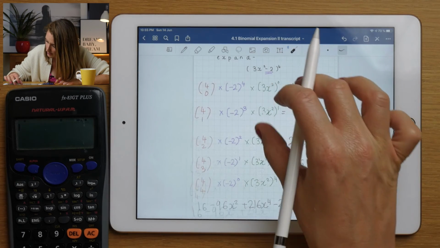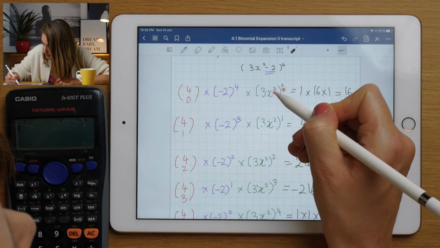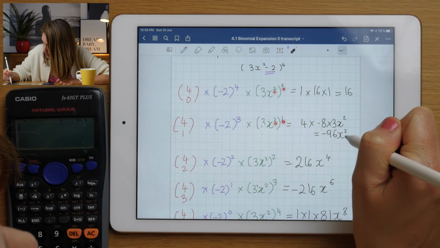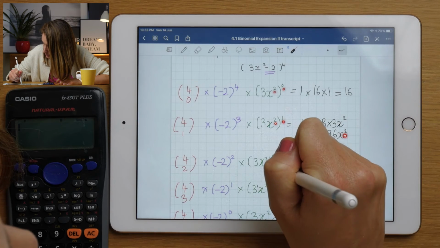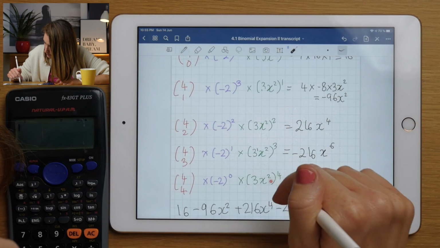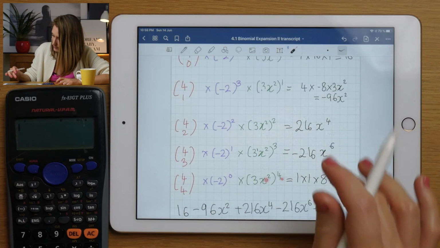So you guys got to think that if you've got a power inside, you need to multiply these. 2 times 0 is 0. 2 times 1 is 2. 2 times 2 is 4. 2 times 3 is 6. 2 times 4 is 8. Okay.